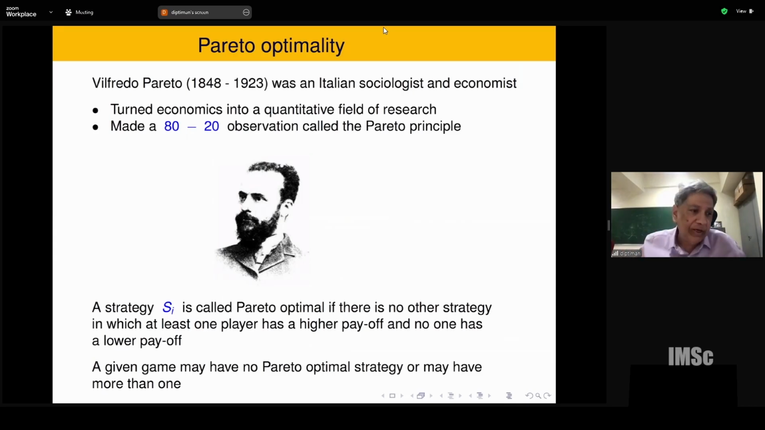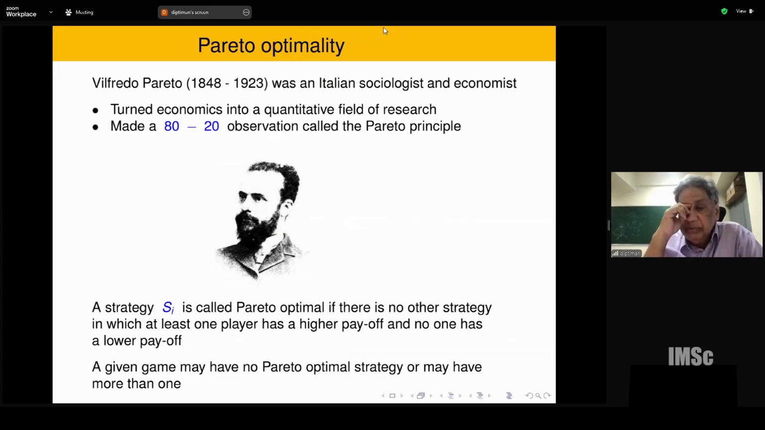Apparently before him, economics papers were more philosophical rather than quantitative. But he developed economics into something that you can analyze with numbers, graphs, and so on, statistics. The other thing he is known for is something that you may have heard of. It's called the 80-20 observation, the Pareto principle.